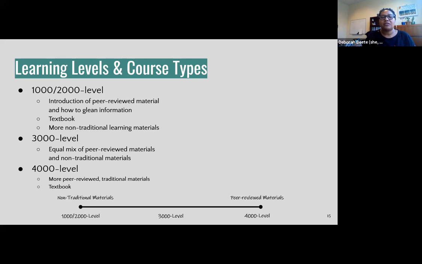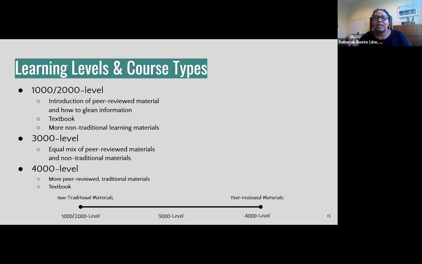And then they also have their textbook. And then, so I teach across all of these levels. And this is truly the way that I think about my learning materials. On my 2,000 level, I am far less likely to assign peer-reviewed material. And by the time I get to 4,000, far more likely.